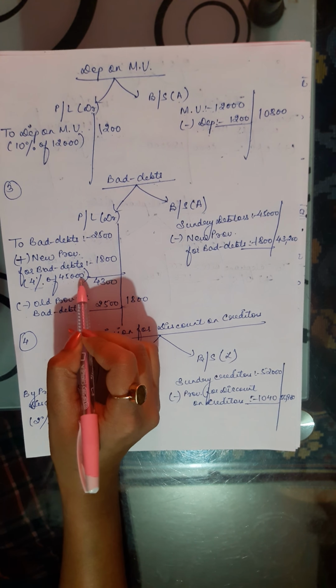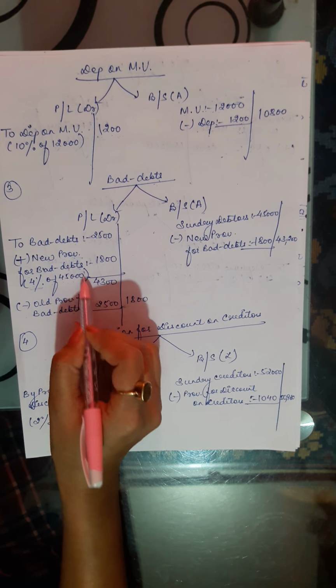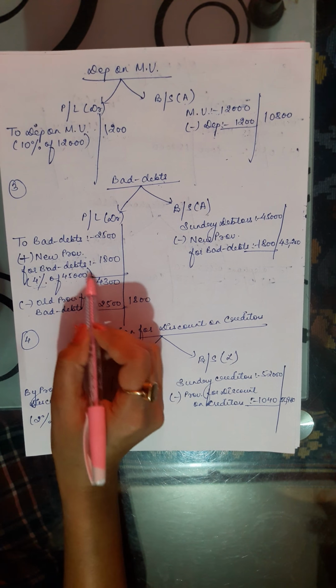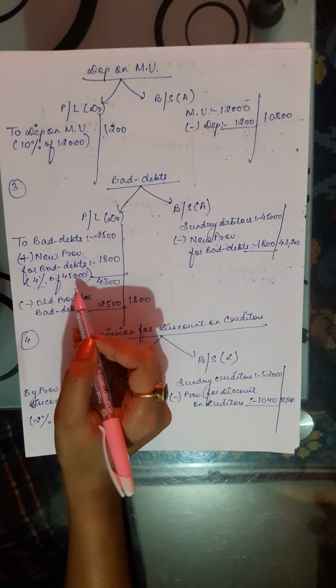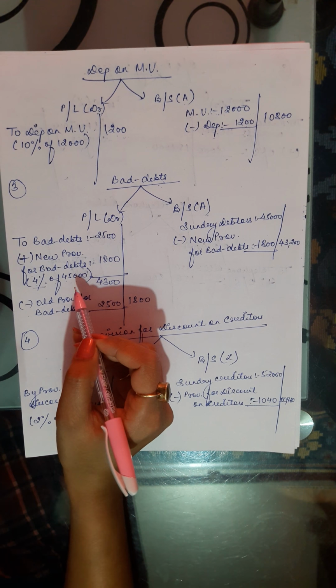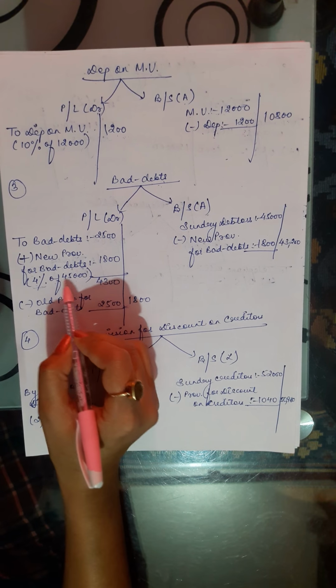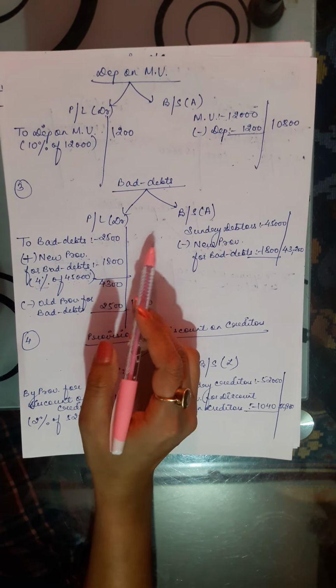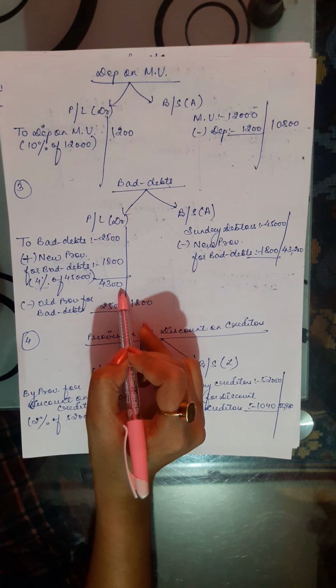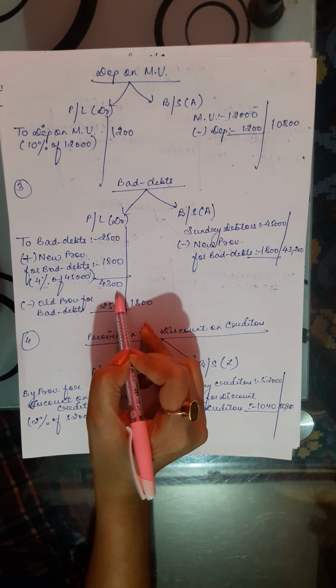4% of 45,000. You have to be careful. This 45,000 is the value of debtors. Why? Because the bad debts is the amount which is not realized from the debtors, right? So that is why 4% of 45,000 will be 1,800, which we are going to add over here, which will give you the value as 4,300, that we are going to write it in the inner column.